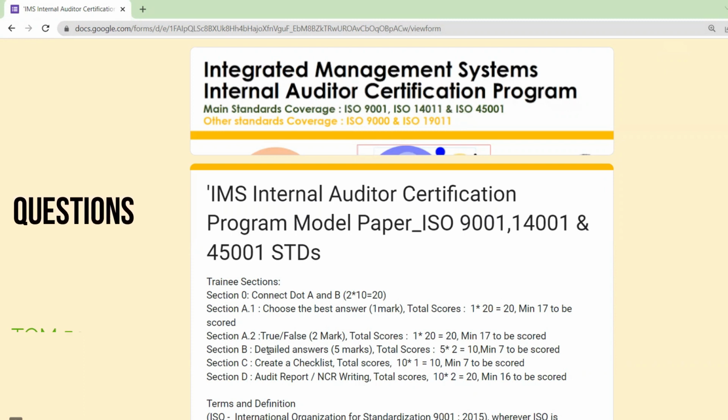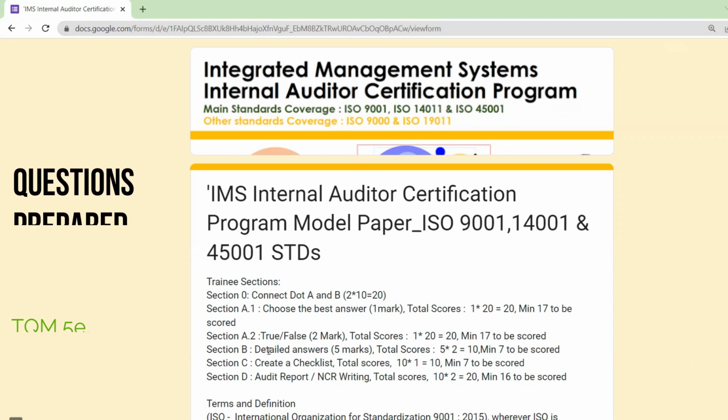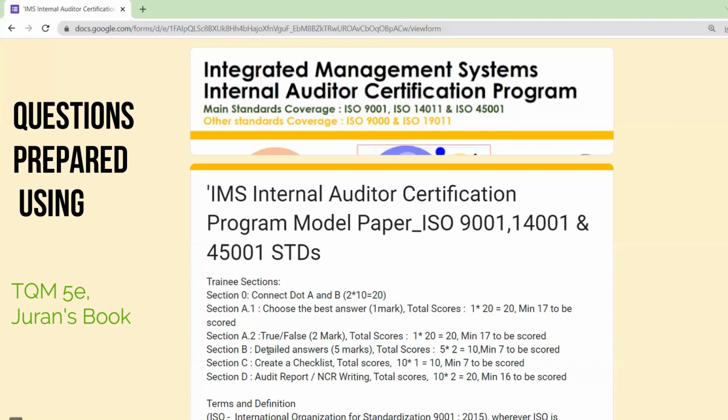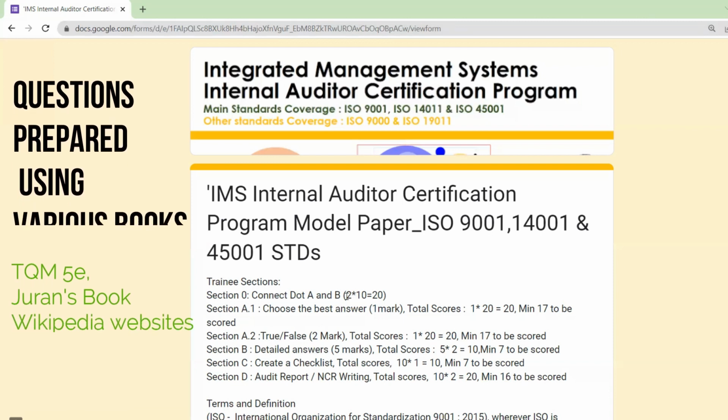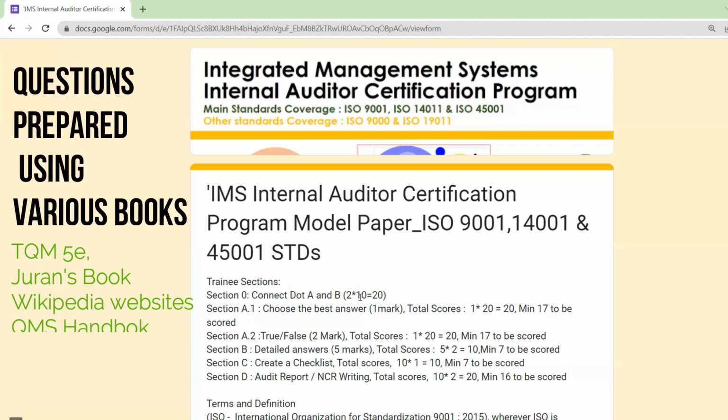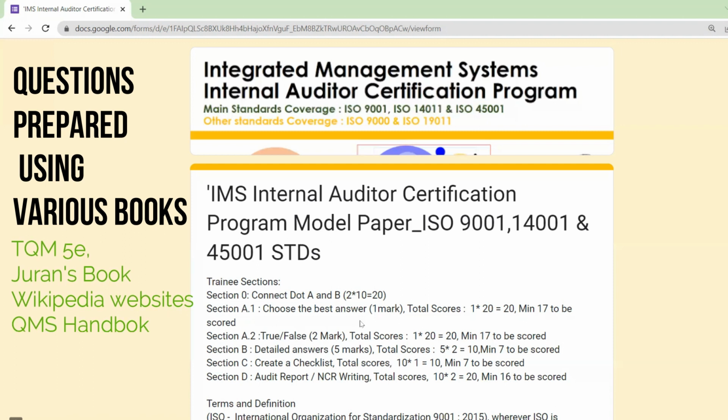There are 55 questions we are going to solve, including non-conformance report writing. This is for 100 marks. First, connect the dots, A and B sections, carry 20 marks, and each question carries 2 marks. That means 10 questions. Choose the best answer, 20 questions, and true or false, another 20 questions. So that means here 50 questions. Detailed answer, there are 2 questions. Checklist is 1 question, and audit report and non-conformance report writing is 2. That means 5 plus 50, 55 questions we are going to solve.